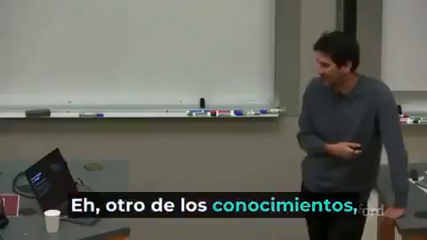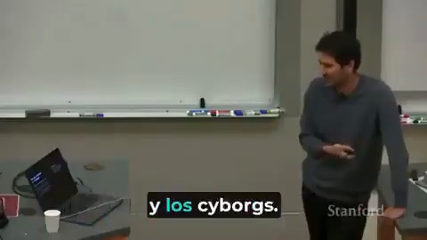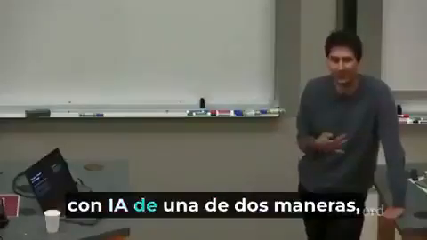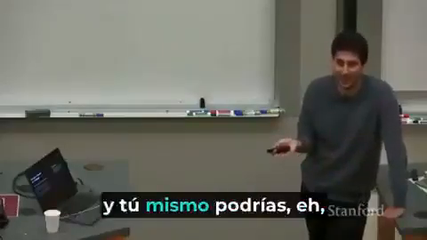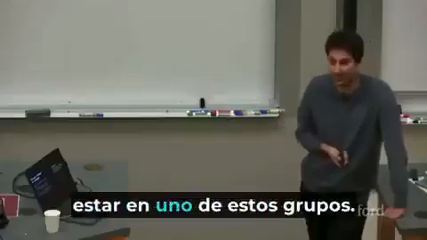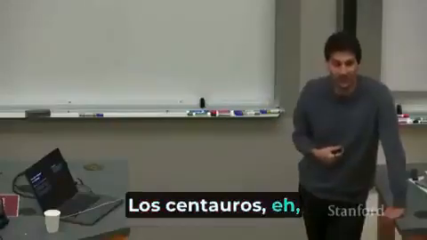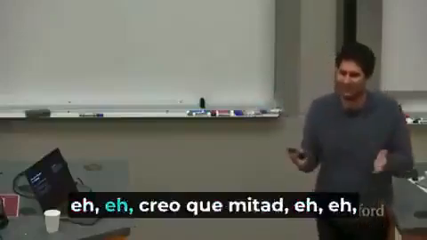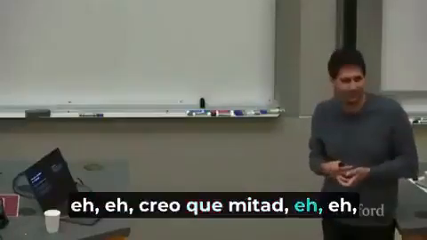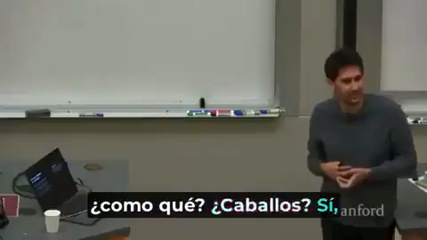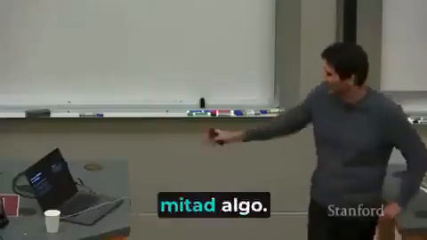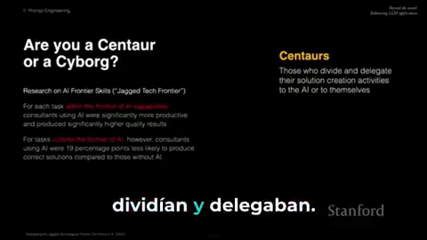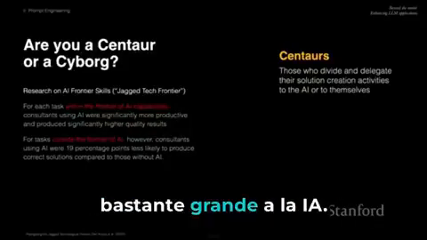One other insight was the centaurs and the cyborgs. They noticed that consultants had the tendency to work with AI in one of two ways, and you might yourself be part of one of these groups. The centaurs are mythical creatures that are half human, half horse. Those were individuals that would divide and delegate. They might give a pretty big task to the AI.